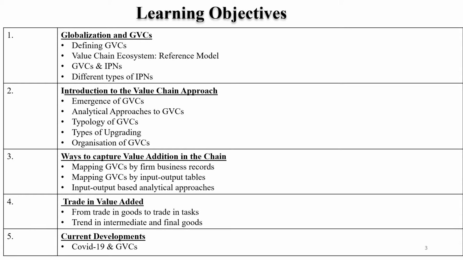In section 4, the trade in value added will be discussed, that how the intermediate goods trade became more important, and we can try to understand whether the existing trade statistics are sufficient to measure the trade in value added. In the last part, we will make an attempt to understand what is the impact of COVID-19 on GVCs, whether the GVCs are still resilient or there's a new dimension of GVC emerging.